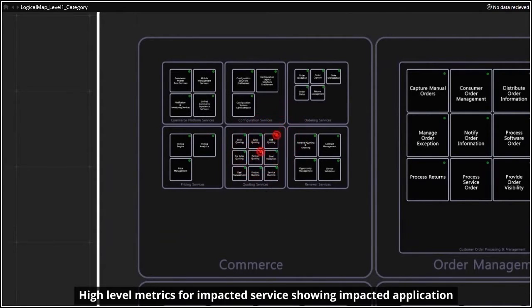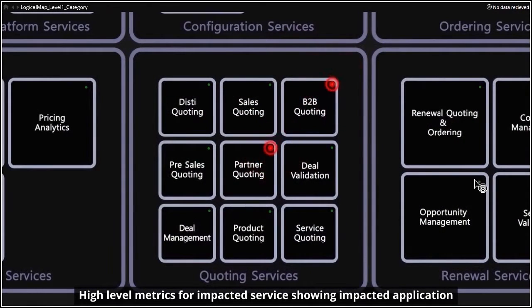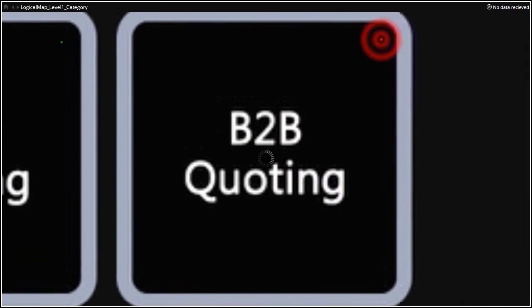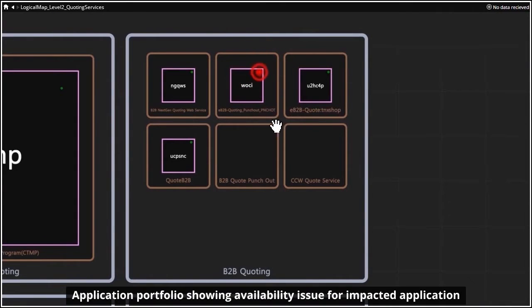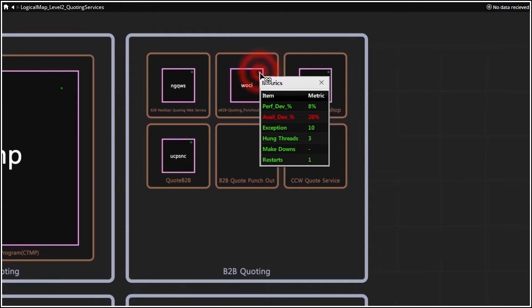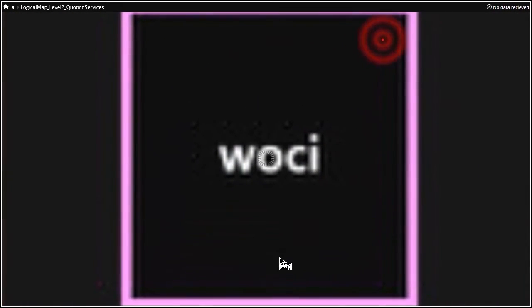The first dashboard captures the complete service portfolio in a single pane of glass, highlighting the impacted services and underlying applications that are causing the issue. Now, we can zoom in to find the root cause of the issue. The application portfolio shows availability issues for one of the applications that supports the impacted business service.